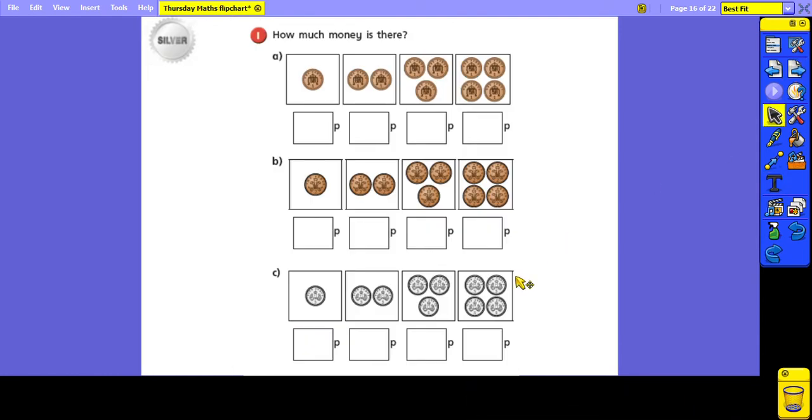Okay, and here are your silver questions for today. So for question 1, how much money is there? So you're adding up how much money there is in each box and writing the amount underneath. Look carefully at the type of coin you are working with. Sometimes you will be counting in ones, sometimes in twos, and sometimes in fives.